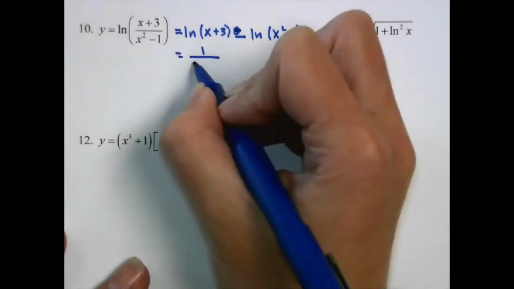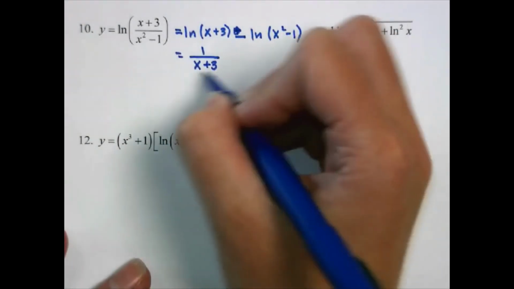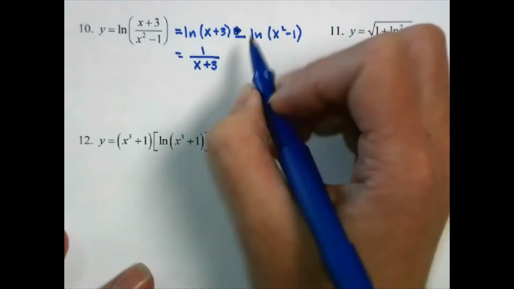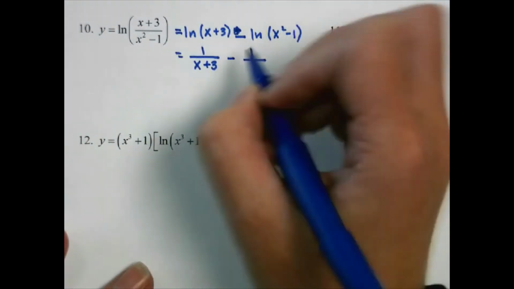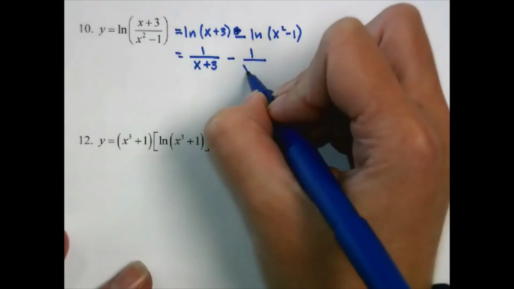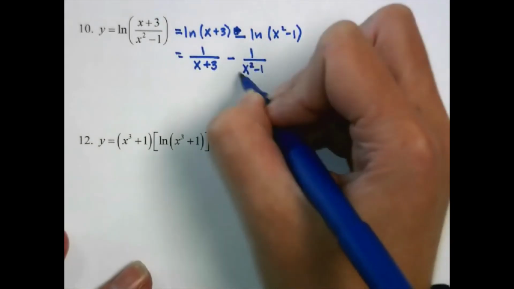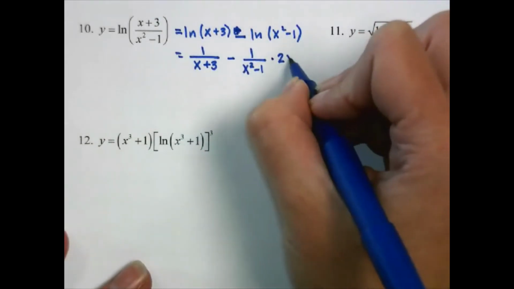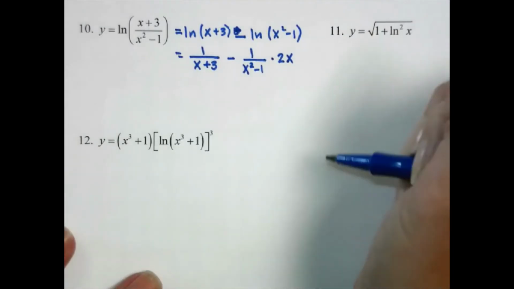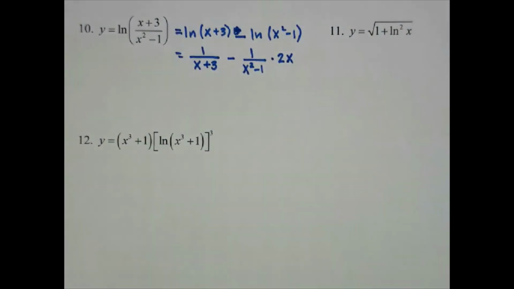So this is going to be 1 over x plus 3 times the derivative of x plus 3, which is just 1, minus 1 over x squared minus 1 times the derivative of x squared minus 1, which is 2x. So with logs, just always keep in the back of your head that we can use the properties to make our lives a little bit easier.